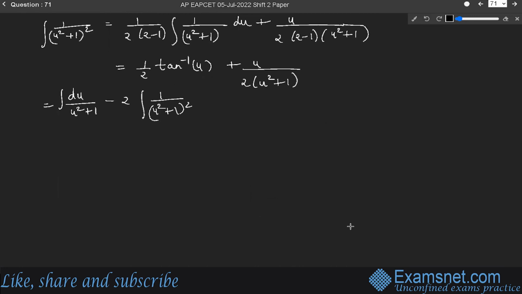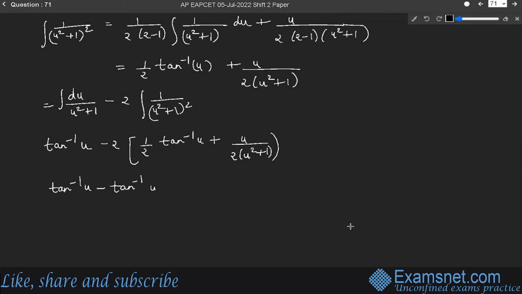Now, on substituting the values here, we get tan inverse u minus 2 into (1 by 2 tan inverse u plus u upon 2 into (u square plus 1)). Now, this will be equal to tan inverse u minus tan inverse u minus u upon u square plus 1. So tan inverse u minus tan inverse u will be cancelled. So the remaining term will be minus u upon u square plus 1.